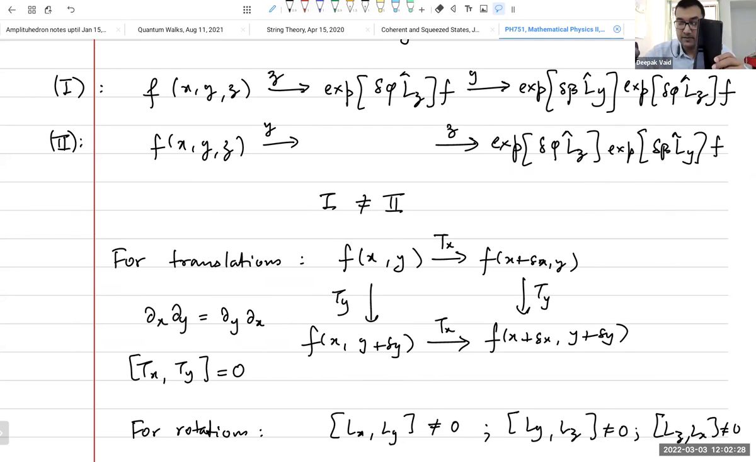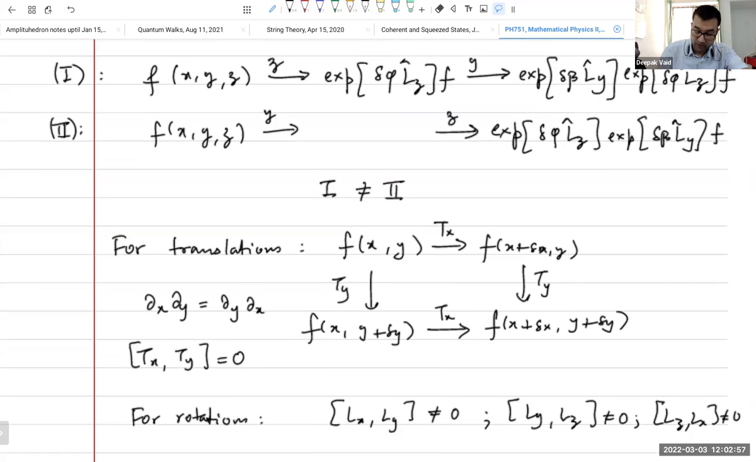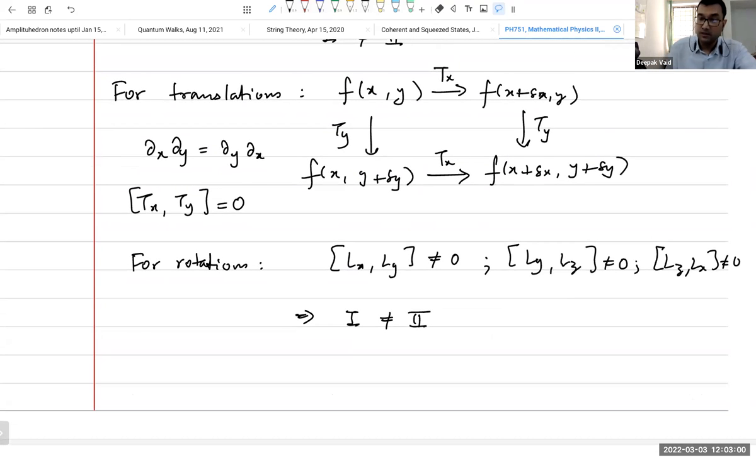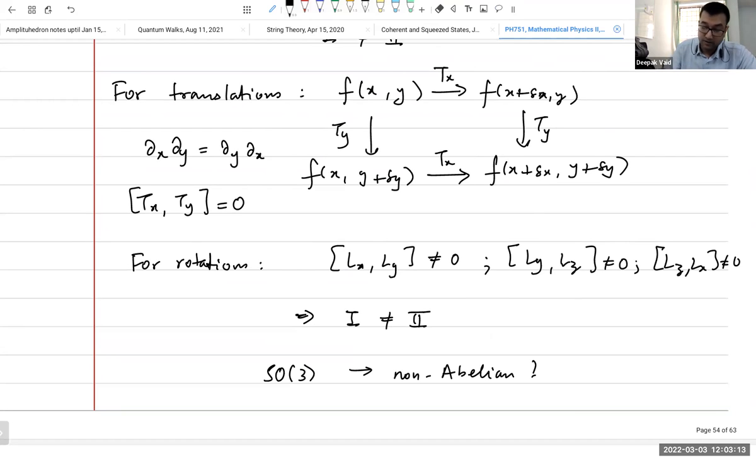Now we'll repeat the same process, but with the Y rotation first. So I do the Y rotation, and then the Z rotation is along this axis, right? Now my screen is pointing down. So these two rotations, they don't commute with each other. And because they don't commute with each other, that is what makes our group, which is SO(3), non-abelian.